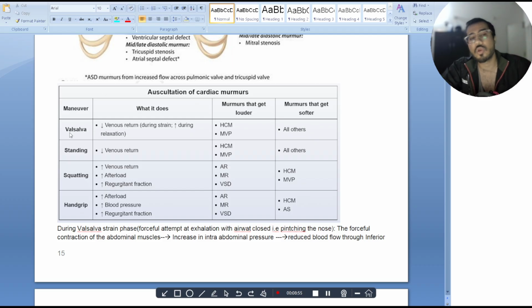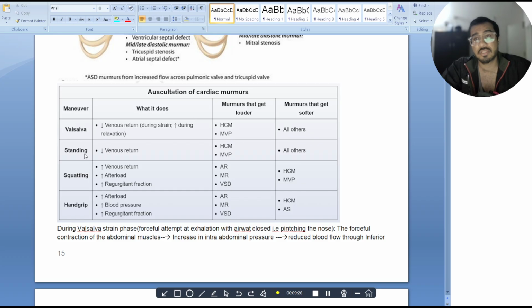So with Valsalva, the venous return is reduced. The blood in the chamber would decrease, so all the murmurs are going to get softer except for the exception murmurs, HCM and MVP, which are going to get louder.